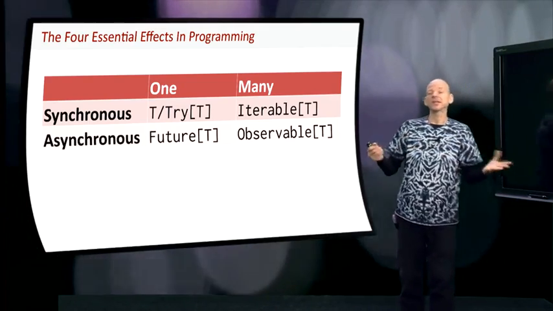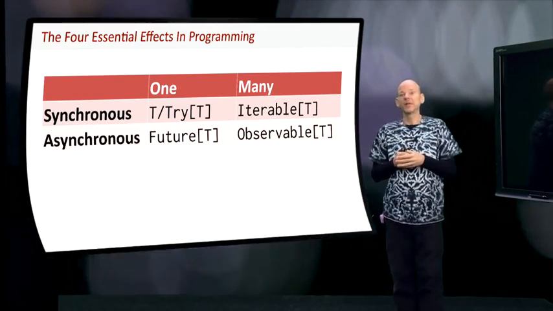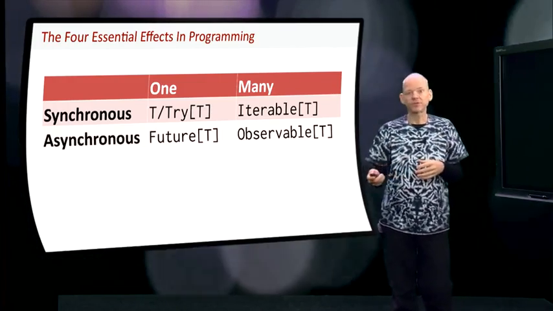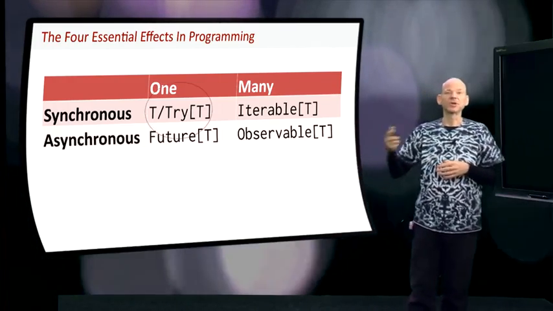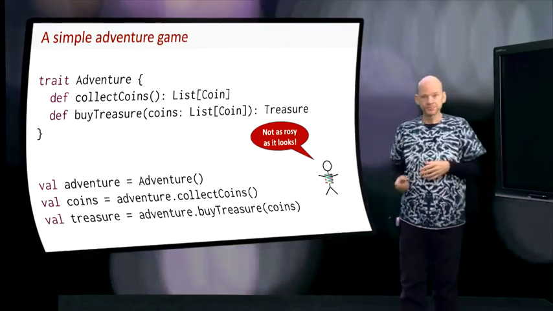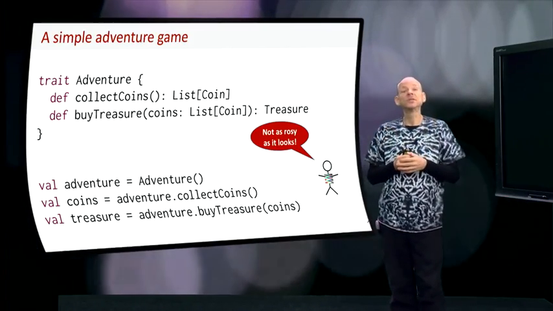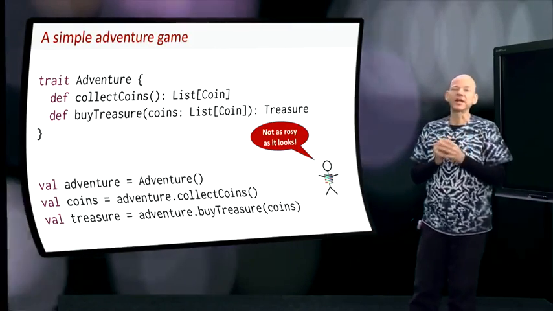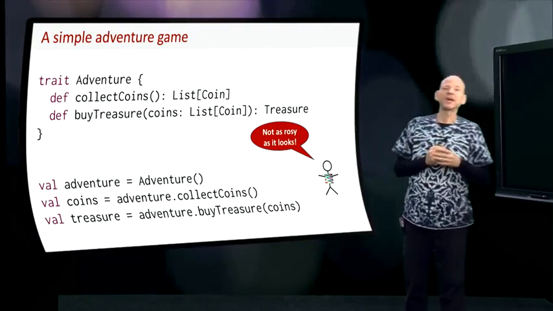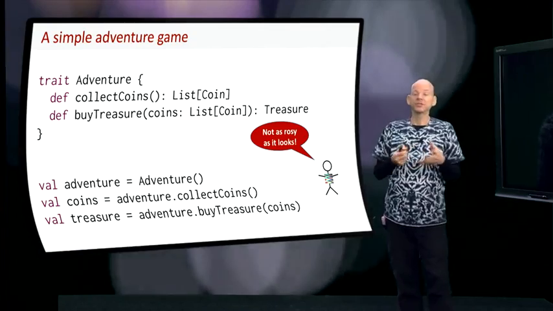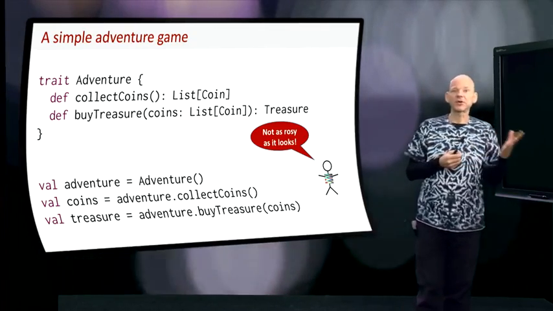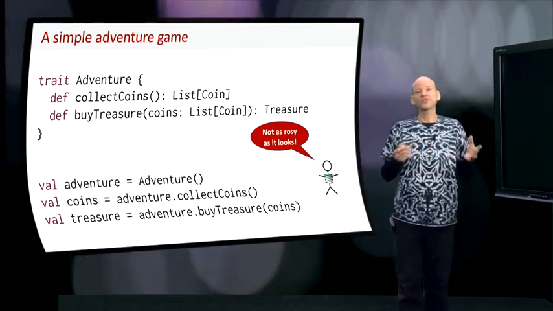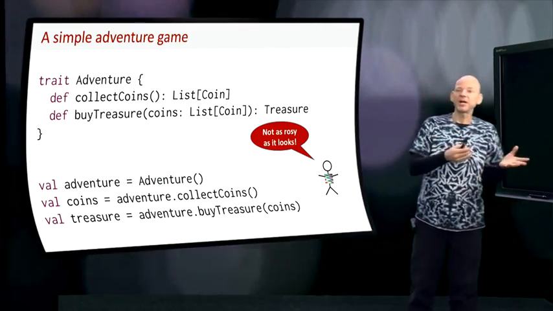And this is the kind of effect that we're all familiar with, and this is the effect that's implicit in most of our programming languages. So let's look at some code here. What we're going to do is program a super simple adventure game. So here you see the trait Adventure, and when you're running this adventure game, you can collect coins, and that returns a list of coins. And once you have a list of coins, you can buy treasure.